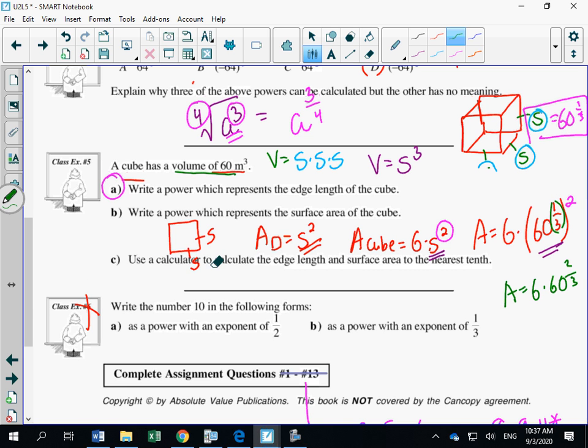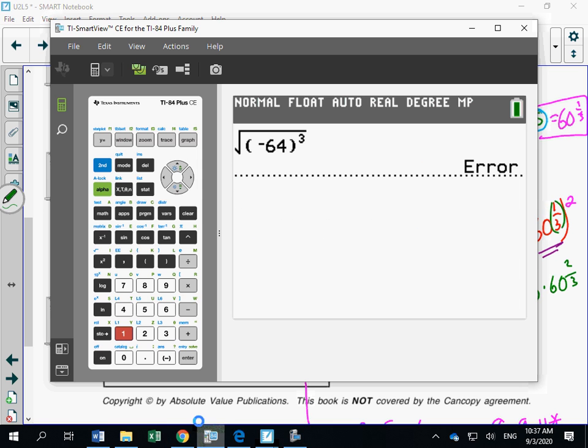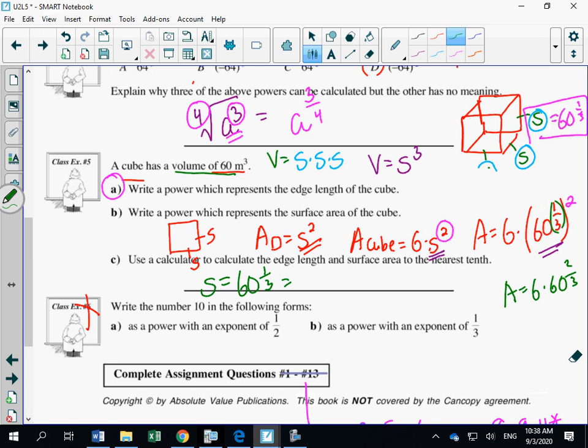C says use a calculator to calculate the edge length and the surface area. The edge length is S, and we know that S is 60 to the power of 1/3. On my calculator, 60 to the power of 1 divided by 3 is going to be this. It says to the nearest tenth, which is 1 decimal place, so that's 3.9. If the units for volume is meters cubed, this would be meters. So that would be your answer for the side length.